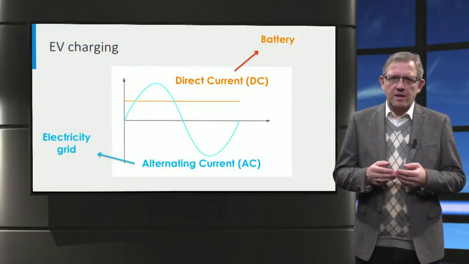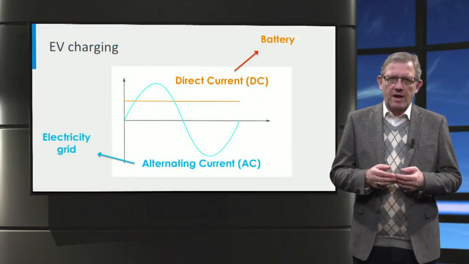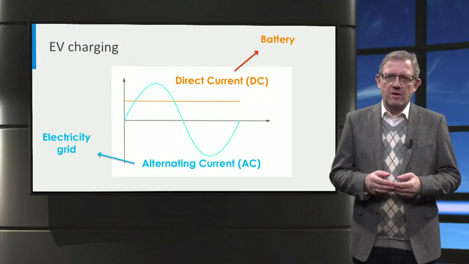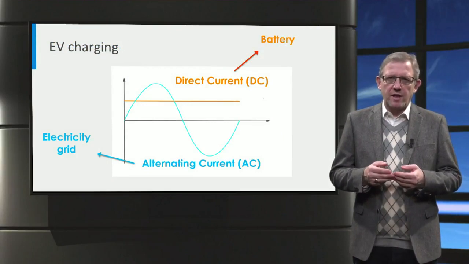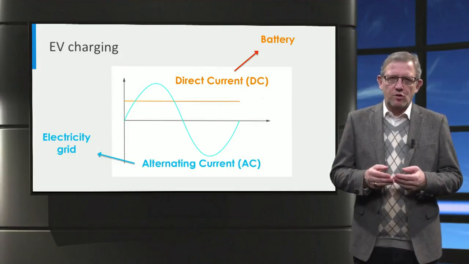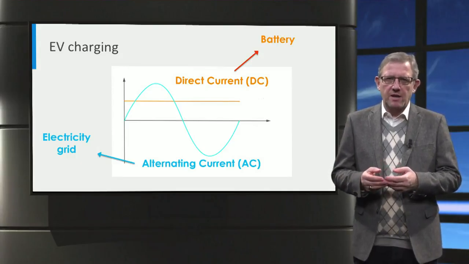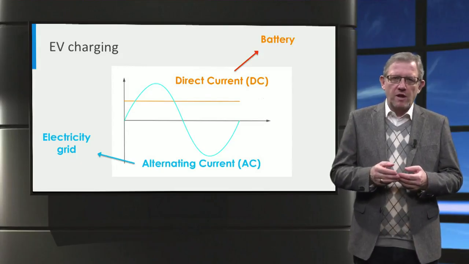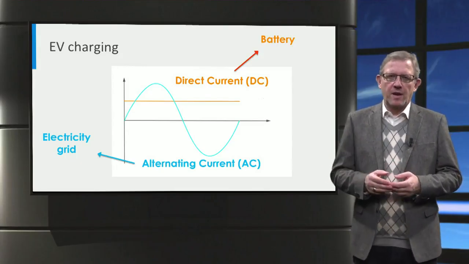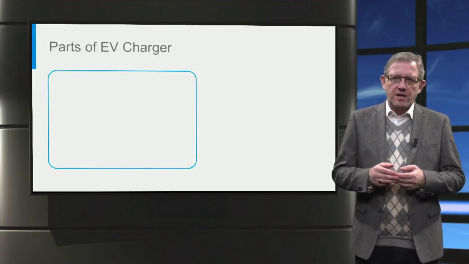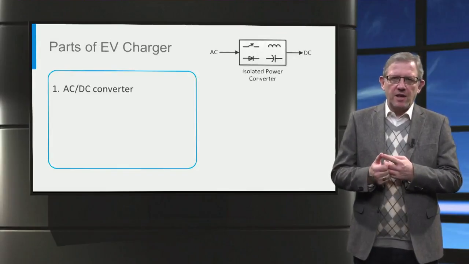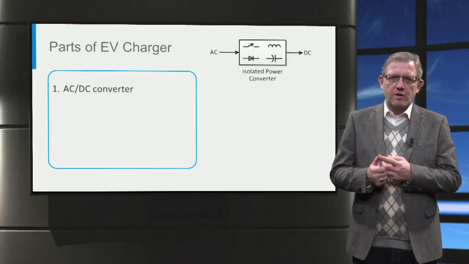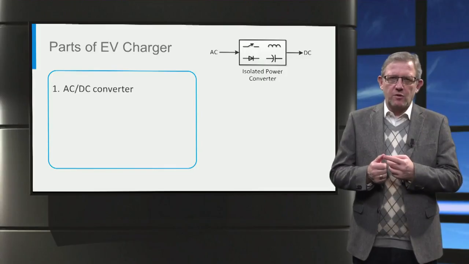In the electricity grid, the electric power is alternating current, or AC, by nature. However, the electric power of a battery is direct current, or DC, by nature. Hence, to charge an electric car from the AC grid, the power has to be converted from AC to DC. An electric vehicle charging system has three main parts. The first part is the AC to DC power electronic converter. As mentioned earlier, this converts the power from AC to DC.